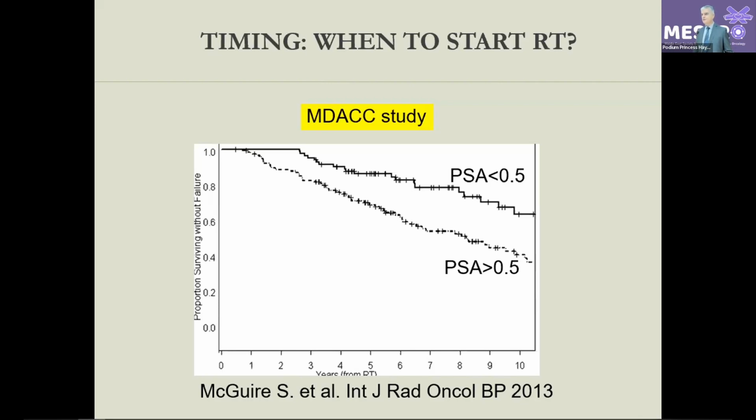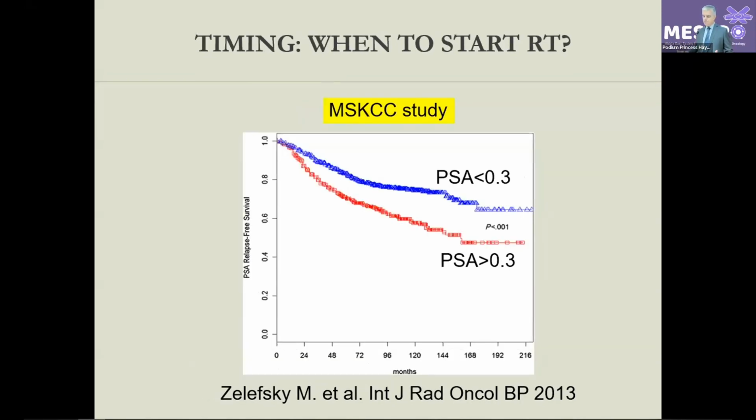This is a retrospective study from MD Anderson showing that if you treat patients with the PSA less than 0.5 versus more than 0.5, you have a difference in outcome. This is retrospective, probably a lot of confounding variables, but this is what they found. And similar results were found in the Memorial study published around the same time. And here the cutoff was 0.3.